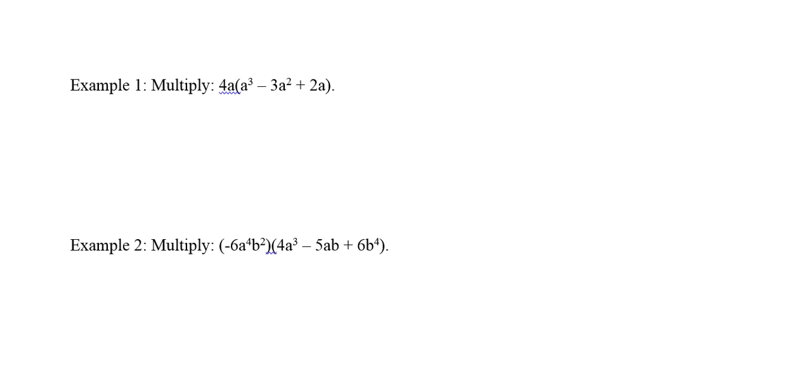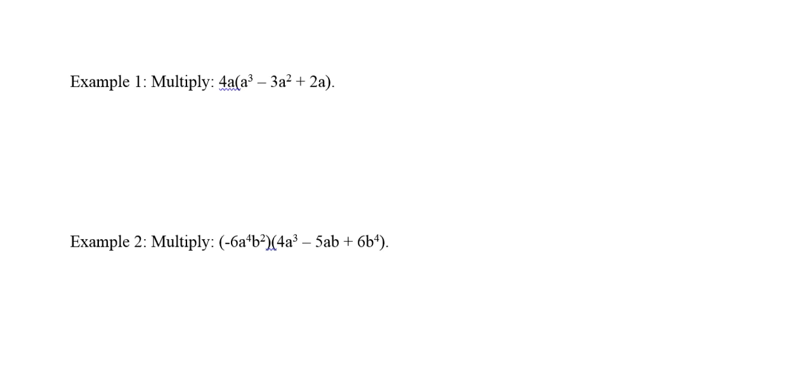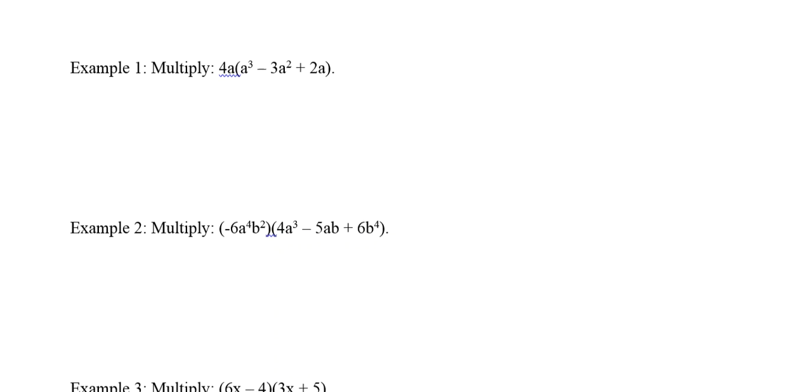So this first one, I'm going to go ahead and do example 1 just using the distributive property. With it being a monomial times a trinomial, the distributive property just might be the easiest. So we're going to do 4a times a cubed, 4a times negative 3a squared, 4a times 2a. So we're going to use the properties that we used in the last section, where we are adding the exponents when we distribute if they are the like variables.